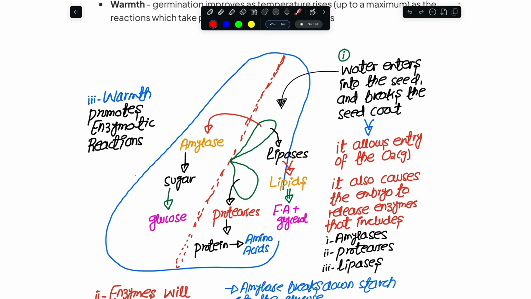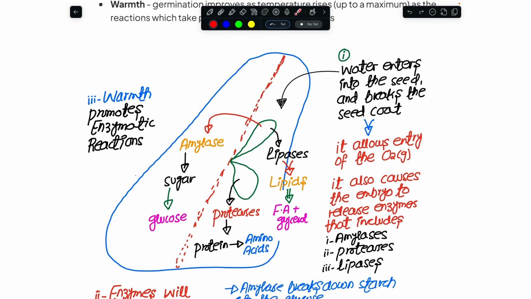So the idea is that in the cotyledon, we have sugar stored in it, we have protein stored in it, we have lipids stored in it, but they are complex substances, and the embryo cannot use them for its growth unless the embryo releases some enzymes that would break down this stored sugar, protein, and lipids, and then they could be used by it. And this would be done with the help of water.